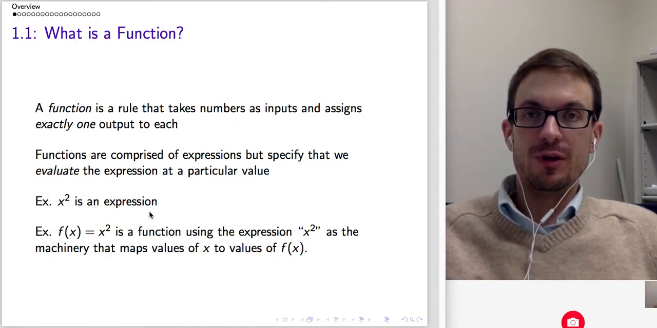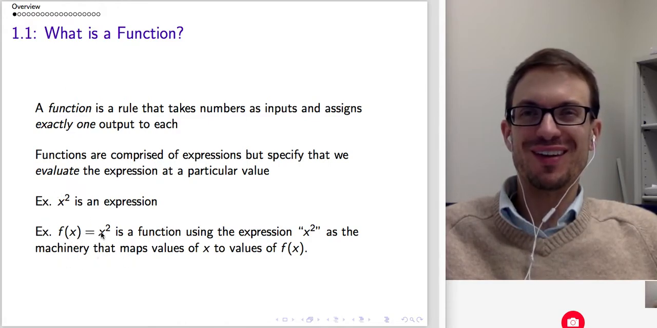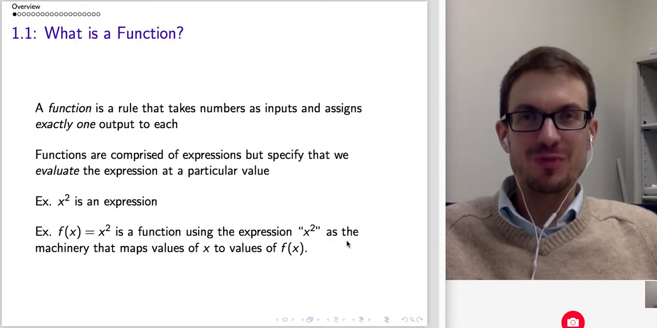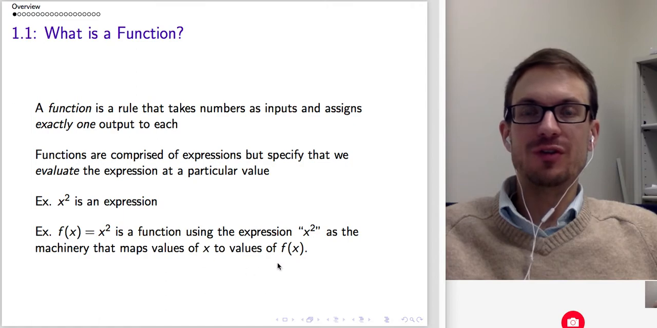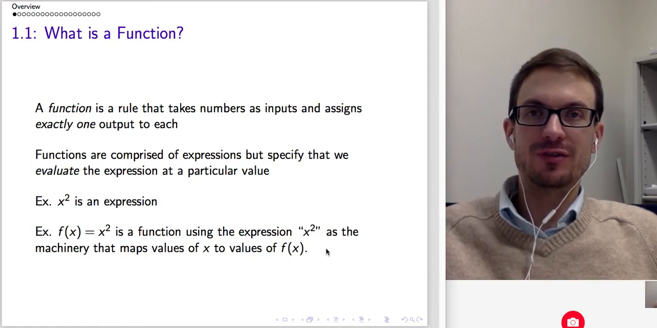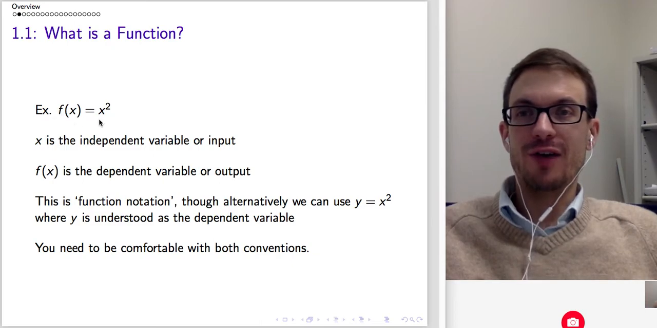value. So for example, x squared is an expression. f of x equals x squared is now a function. That's more interesting. It's a function that's using the expression x squared essentially as its machinery for mapping values of x onto values of f of x. So for example, f of x is equal to x squared.